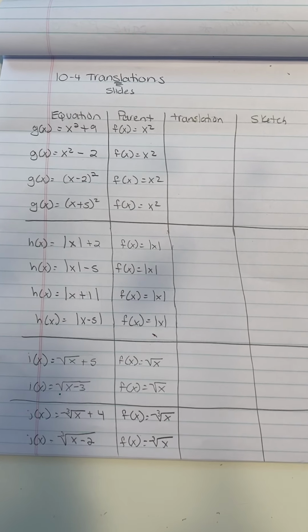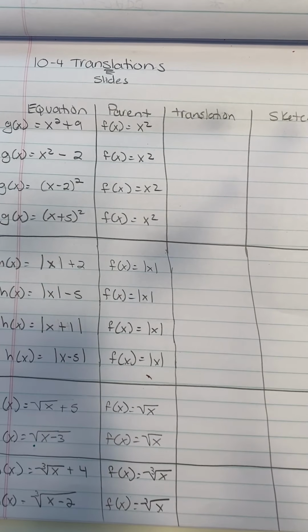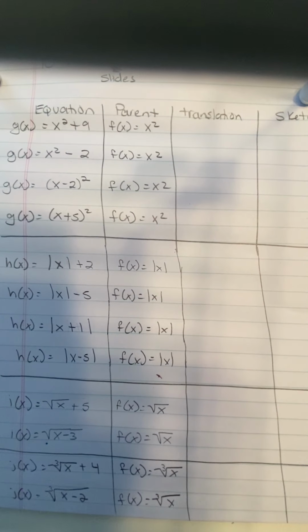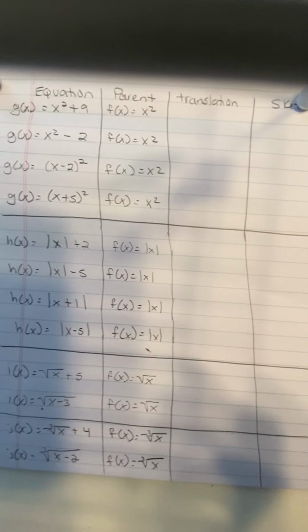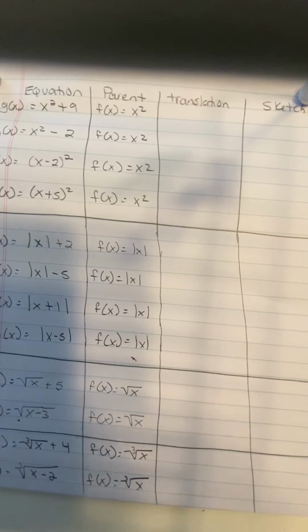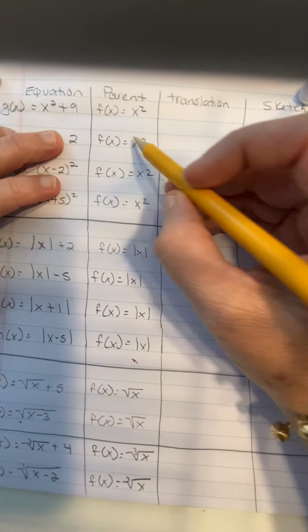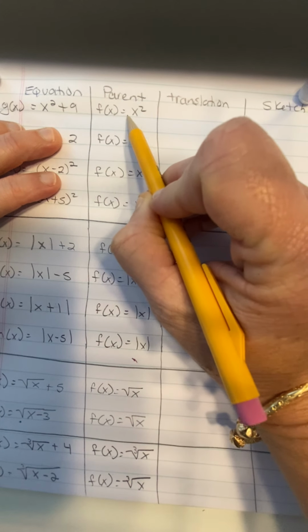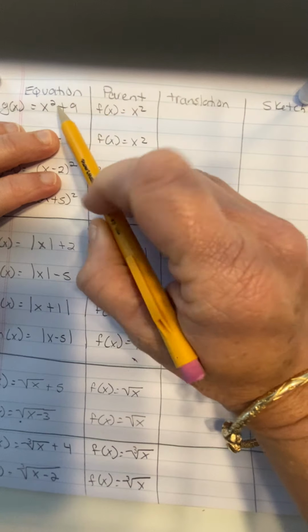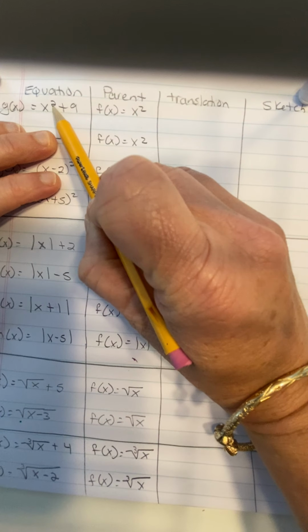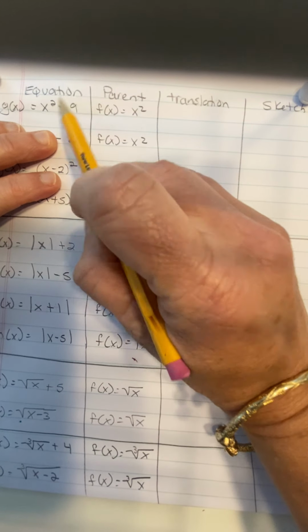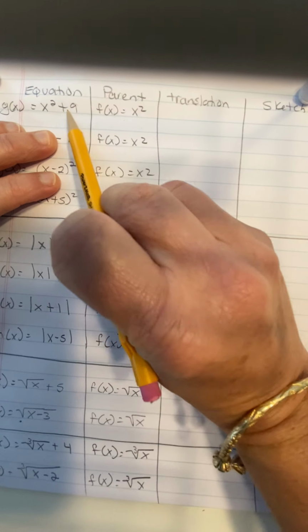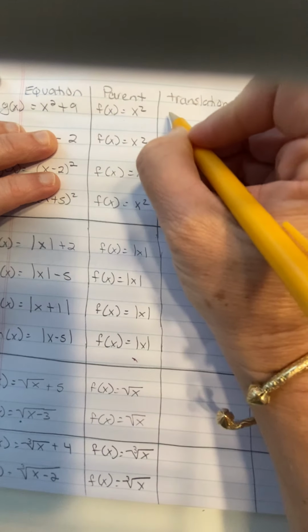Okay, so the first equation, let's see how I'm going to get this to work. Can I make this smaller? There we go. Okay, so the first equation is right here, and I put the equation and then I put the parent function. So we should be able to remember that this is quadratic because the largest exponent is 2, and so that's the parent function. So what translation has taken place? It's going up 9.